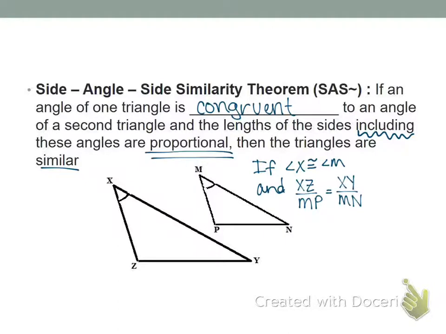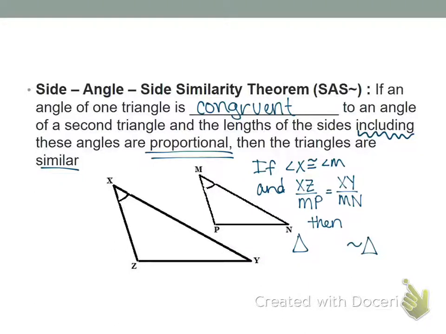MN. Okay, so this left side of our angle in a ratio with the left side of the other angle is proportional to the kind of right-ish side of that angle to the right-ish side of the other angle. We cannot use side ZY or PN in this case because they are not including that angle in either triangle. If all of this is true, then we could say that we have similar triangles.